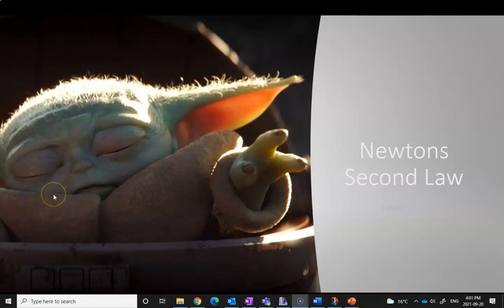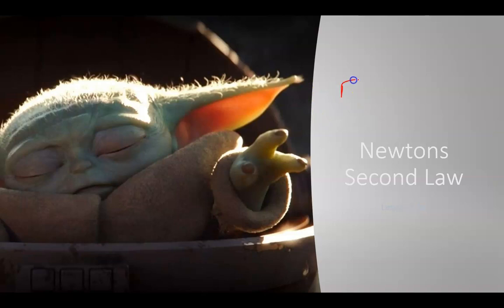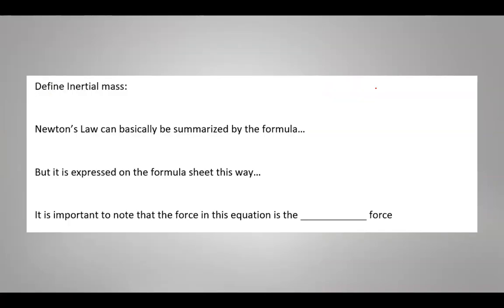Welcome to lesson 3.3a on Newton's second law. This one, in case you haven't guessed, is all about force.